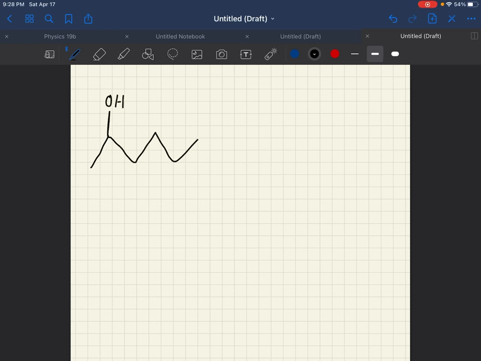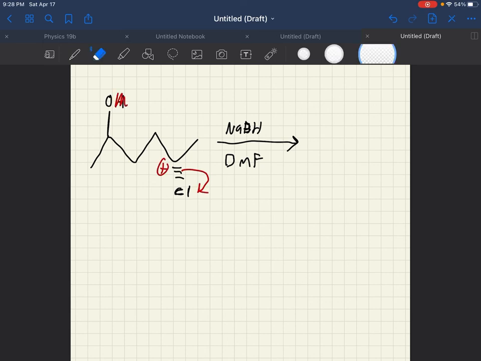So OH, Cl, NaBH, and then we got DMF. So it's going to give us a positive carbocation. It's going to get protonated, so that goes away. Once that goes away, it's going to become negative. It's going to want to attack here. So now then you're going to have 1, 2, 3, 4, 5. So you have another 5-membered ring.